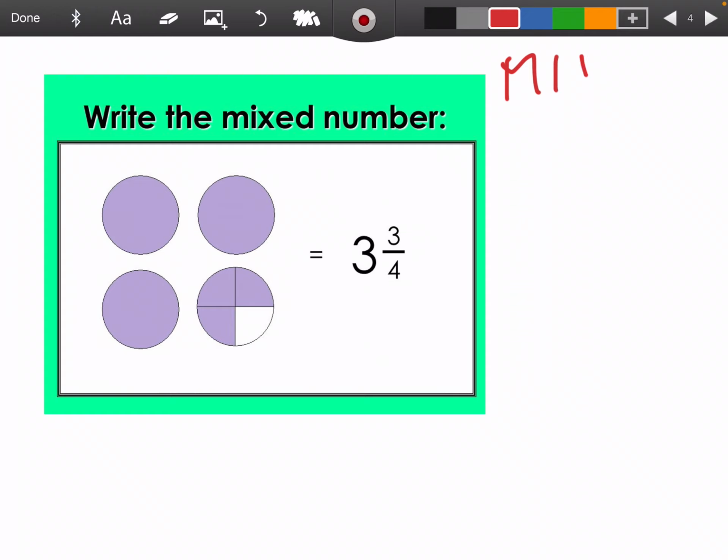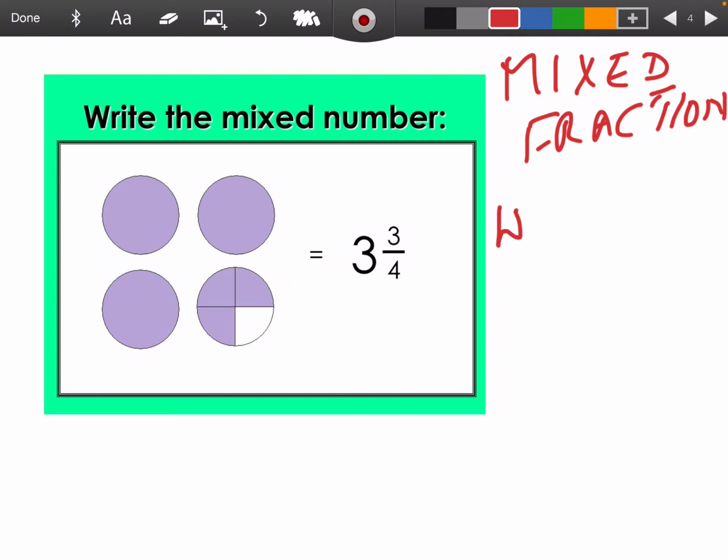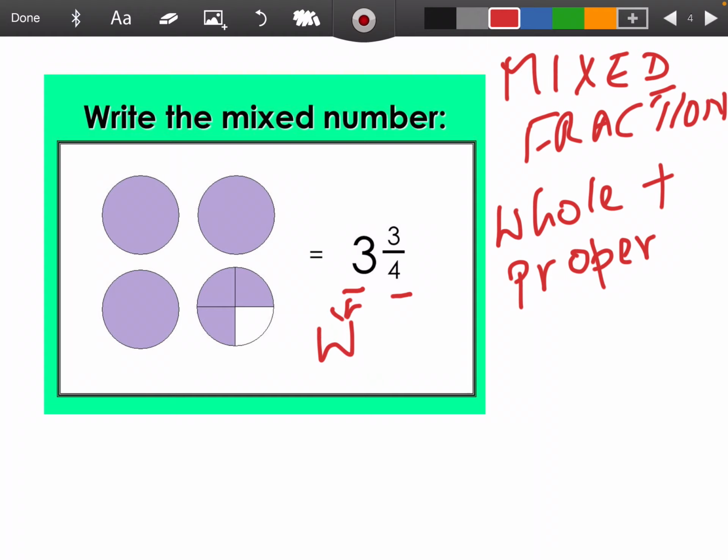It can also be called a mixed fraction. What is a mixed fraction? A mixed fraction is the combination of a whole number plus a proper fraction. Here you can see a whole number and a proper fraction. So this is a whole number and this is a proper fraction. So whenever there is a whole number and a proper fraction together, then it is called a mixed fraction.